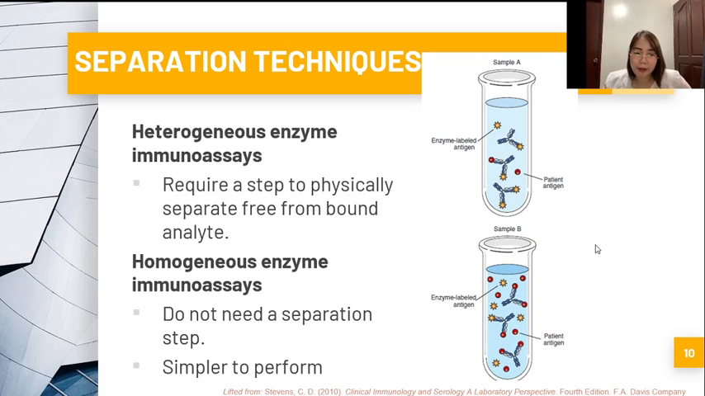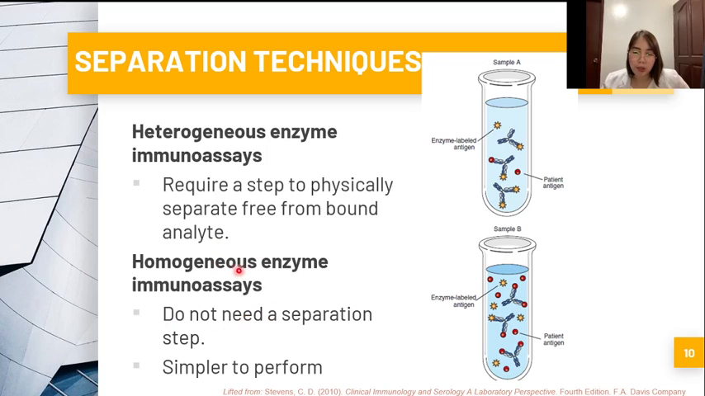Okay, so again, heterogeneous does not require a step to physically separate bound and free analyte, and usually heterogeneous enzyme immunoassays use adsorption, wherein when binding takes place, complexes remain attached to a solid phase medium, and this provides a simple way to separate bound and free reactants. And then the sample is thoroughly washed to separate free from bound analyte, and the remaining activity is determined.